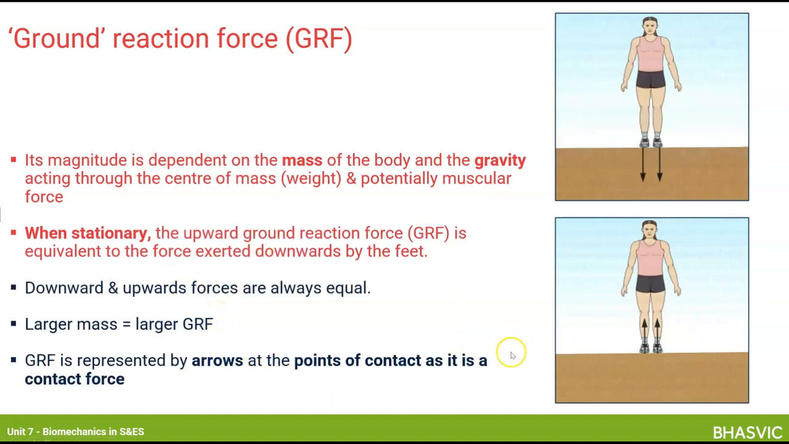And those bits of information just summarise what I've explained to you. Obviously, if this was a larger massed athlete, these arrows would be a bit longer, as would these ground reaction force arrows, because it's mass, it's gravity acting down through mass. If there's a bigger mass, there's a greater weight.